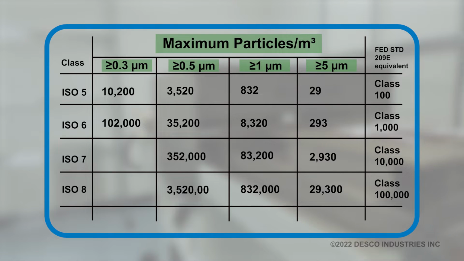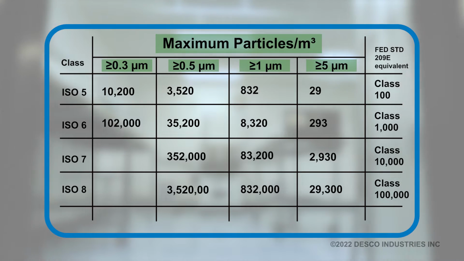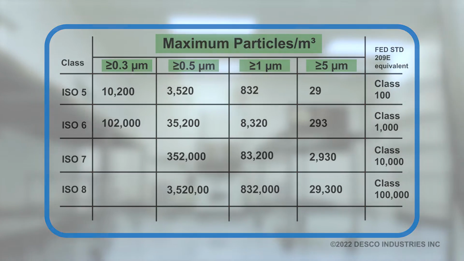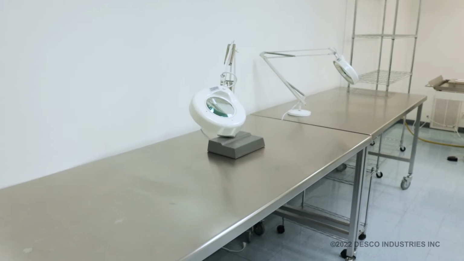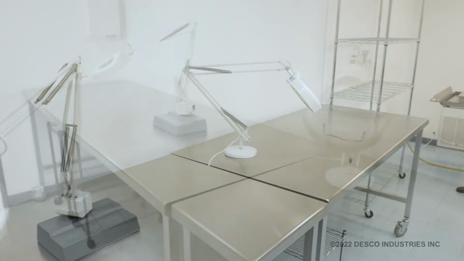The cleanroom class is the level of cleanliness the room complies with, according to the quantity and size of particles per volume of air. Medical cleanrooms have some of the most stringent cleanroom classifications of any cleanroom type.